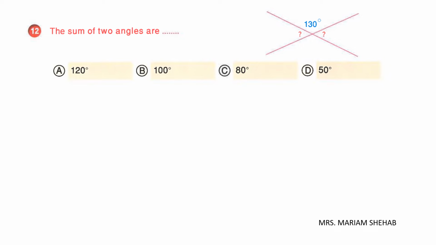The sum of two angles: you have to add the angles here. 130 and this angle next to it are linear pairs, so they add up to 180. So 180 minus 130, this angle here is 50. Vertically opposite angles of the second angle is also 50. 50 plus 50 is 100. Choice B.